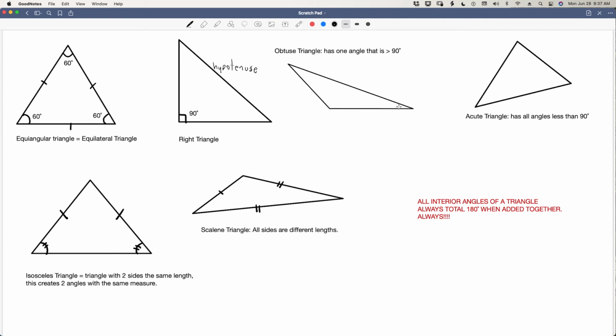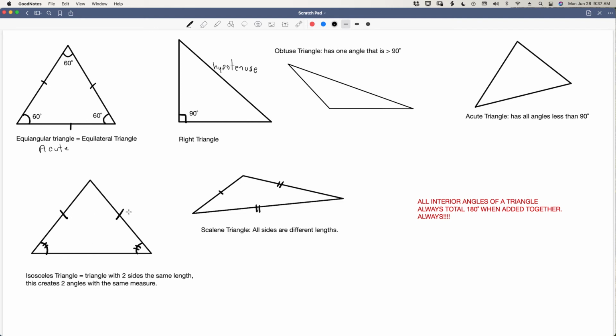An obtuse triangle is going to have one angle that is greater than 90 degrees, and the other 2 angles are going to be acute. An acute triangle, on the other hand, has all angles less than 90 degrees. And if you're thinking what I'm thinking, an equiangular triangle is also acute because all 3 angles are less than 90 degrees. Now, an isosceles triangle is a triangle that has 2 sides of the same length.